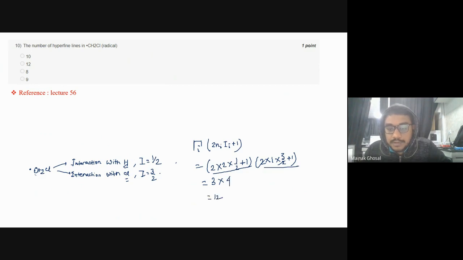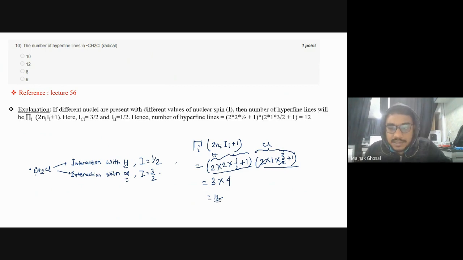This is 12. So this part is for hydrogen, and this part is for chlorine. This whole part, okay? So you will get 12 peaks there, okay? So this is just done. I have done this: Cl is 3 by 2, hydrogen is half. So if a question is given, these I values will be provided to you. You will then be able to evaluate the number of lines that will be possible. So your answer is 12.